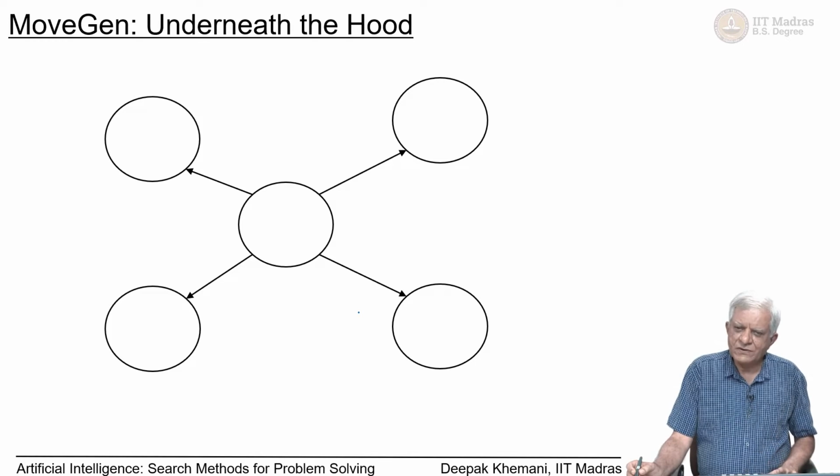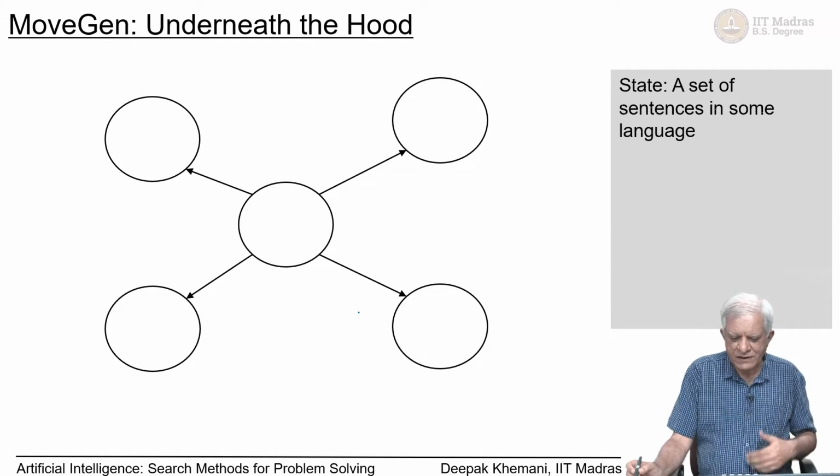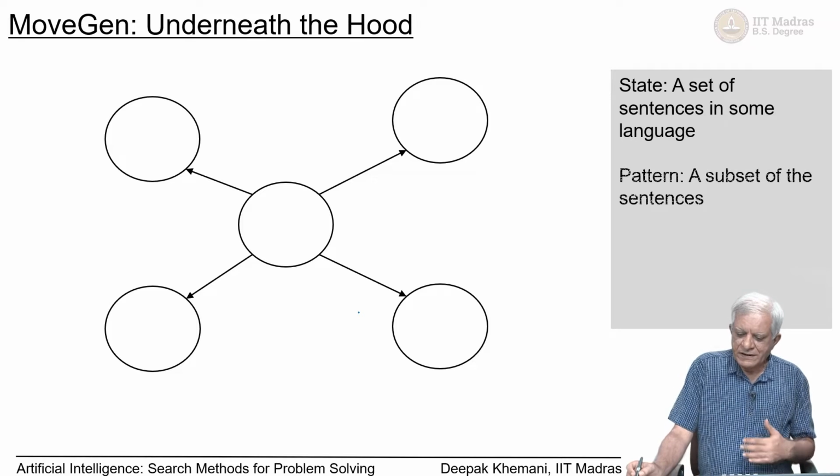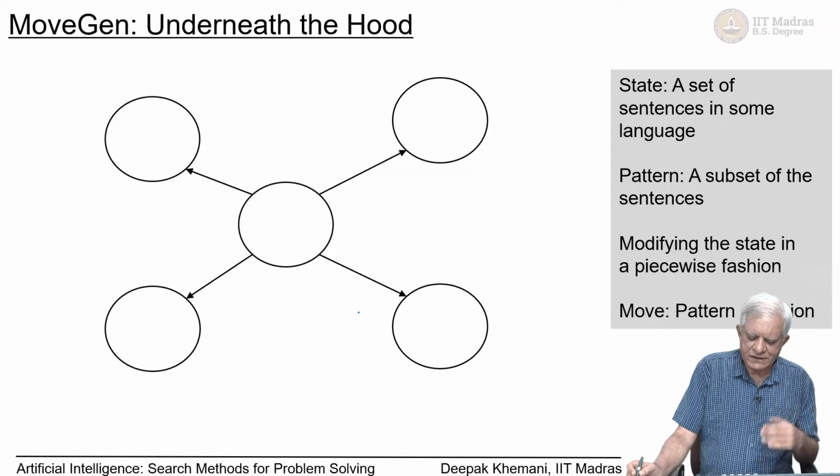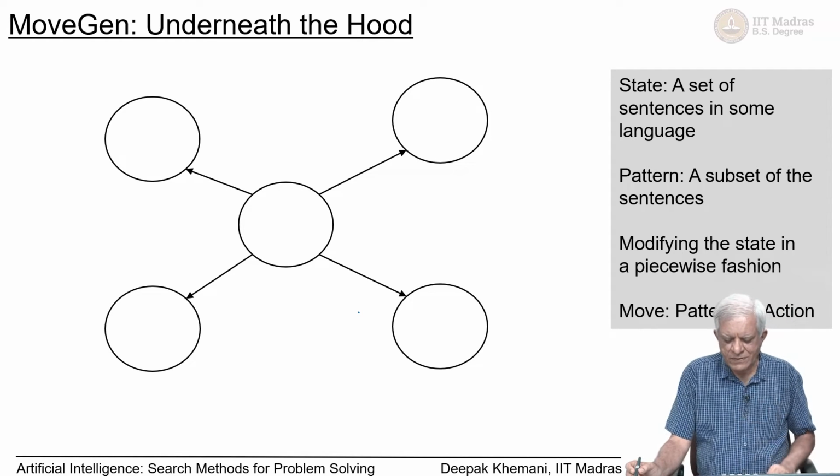So, earlier this was our notion of a move gen, that you were in some start state or any state n, and a move gen function told you what are the neighboring states. But what is underneath the hood of the move gen function? A state is essentially a set of sentences in some language. By now, we have this notion of logic and language, and we saw that in planning also. A pattern is a subset of sentences, and we modify the state in a piecewise fashion. So, you look at a pattern and modify that. A move is basically spot a pattern and do or suggest the corresponding action.